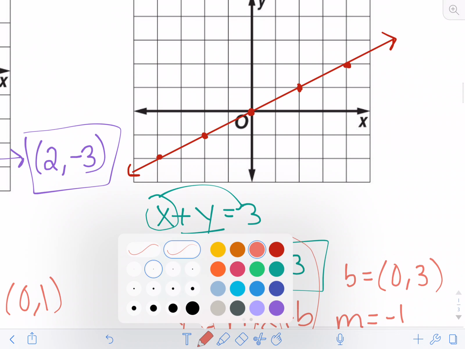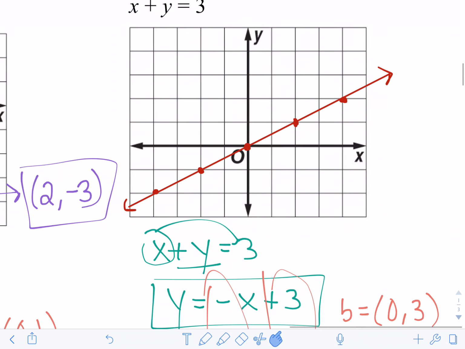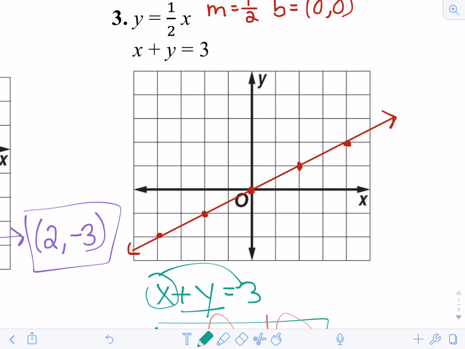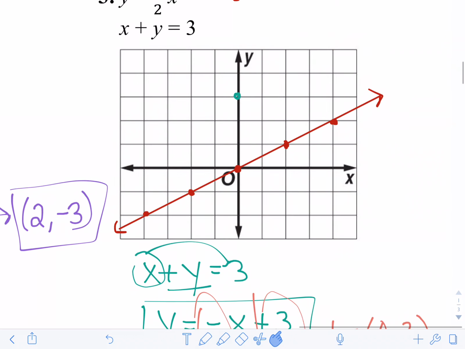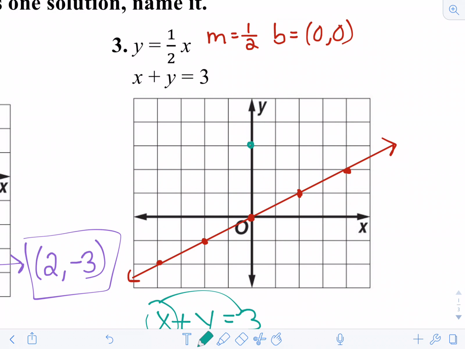So I'm starting at 0, 3. So 0, 1, 2, 3. And my slope is a negative 1, so I'm going to go down 1 over 1. So down 1 over 1, down 1 over 1, down 1 over 1. Do the opposite, up and left, and connect my dots.